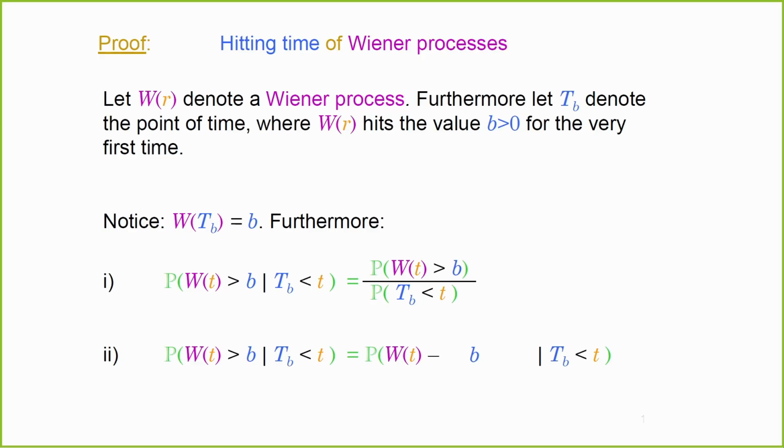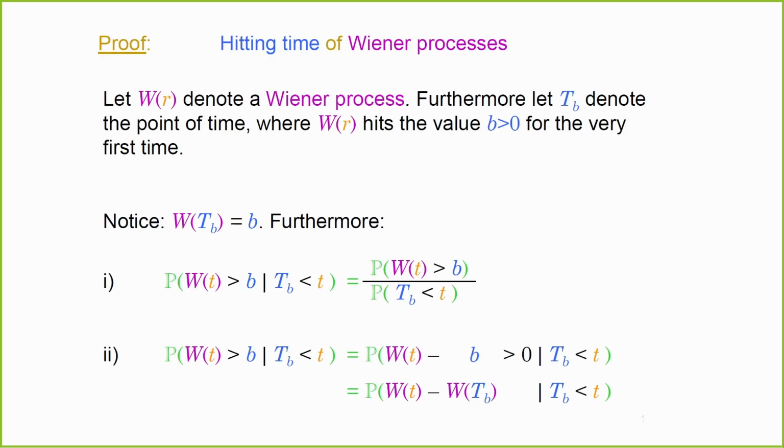Okay, so if I do this, then this is going to be the current observation, or the current value of the process, minus b being greater than 0. And this is what you need to see: the process at the hitting time is equal to b. You can simply just replace it, which I did.